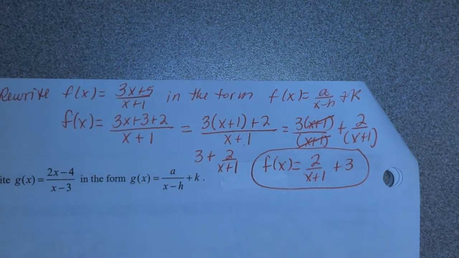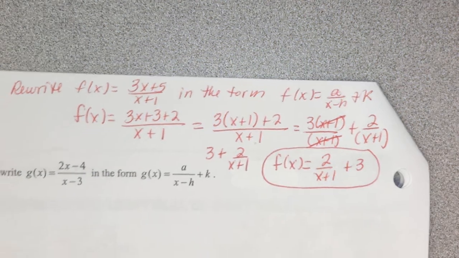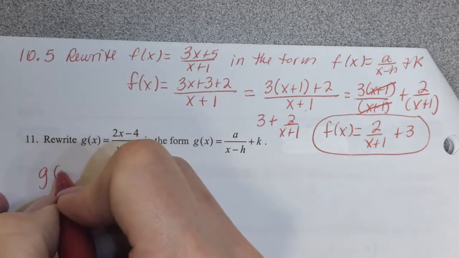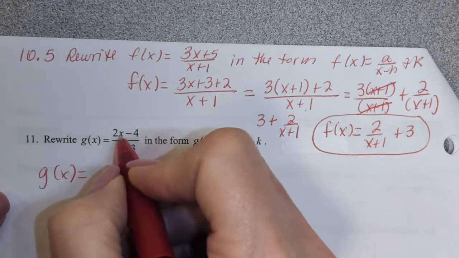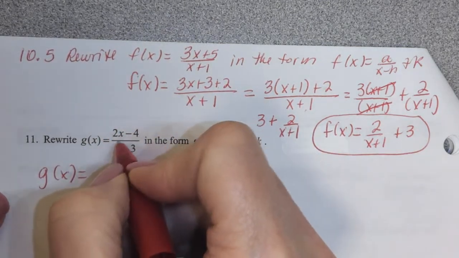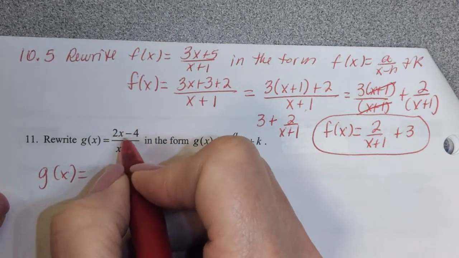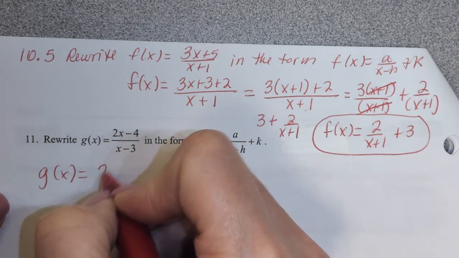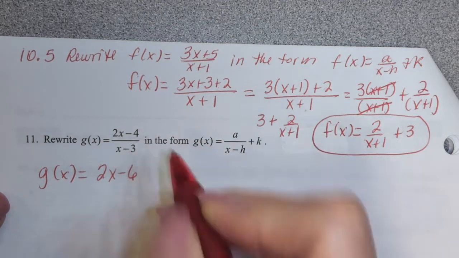All right, let's try the other one now. So on the other one, I'm trying to do the same kind of thing. So I've got to rewrite this. Right now I could put 2x over this and 4 over this, but that's not going to help me. Somehow I need to get, if I think about 2x, to be able to factor the 2 out and get a 3, I need to have 2x minus 6.